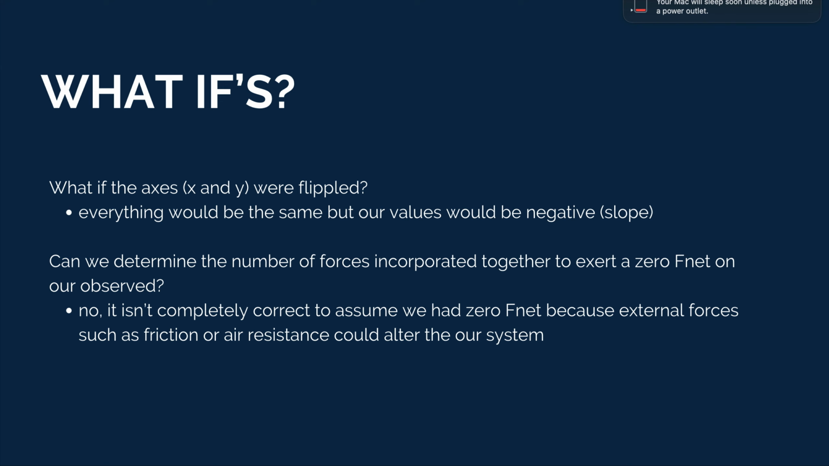And can we determine that the number of forces incorporated together exert a 0 Fnet on our observed? Well, technically, no. We can't assume that because for 0 Fnet, our external forces such as friction and air resistance and other forces that are not noted would have to cancel each other out. And this can't really be depicted. And knowing that, these external forces could have definitely altered our system.